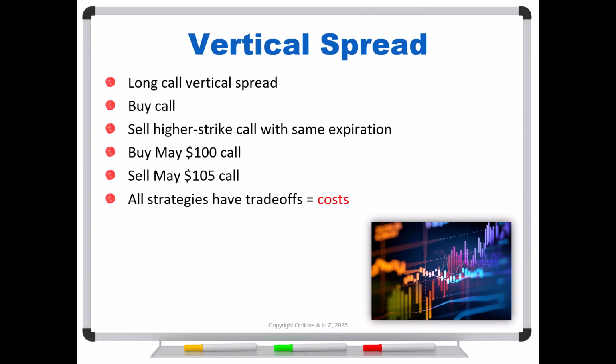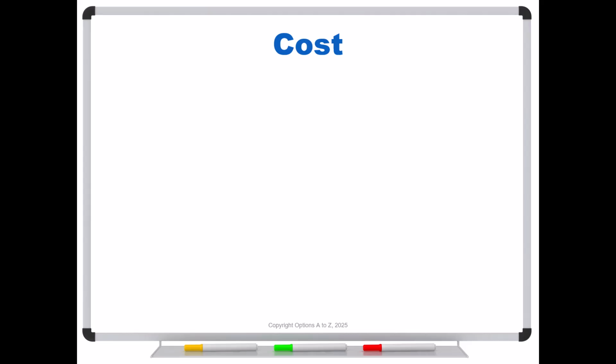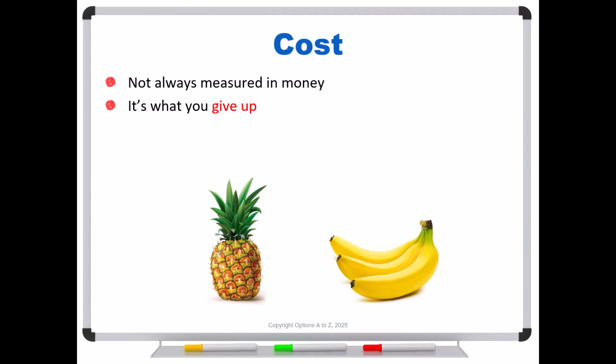So all strategies, not just a vertical spread, all strategies have trade-offs, or a better way to see them is a cost, even though it might not be a cost in terms of dollars and cents. So in the eyes of an economist, remember that a cost doesn't always mean money. So when we talk about the cost of entering into a position, breaking a spread apart, whatever, it is not always measured in money, and that is critically important. So the cost of it, not only potential money that you might be spending, but it's also what you're giving up.